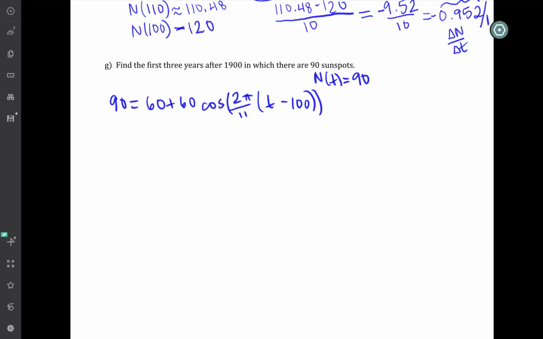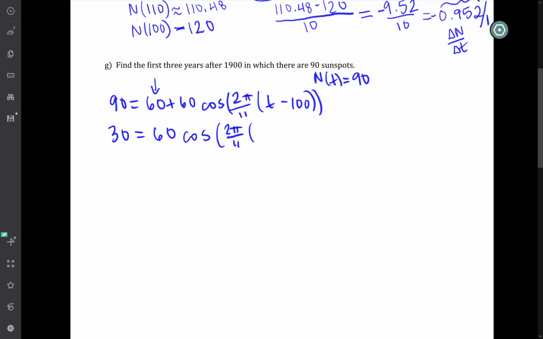So we want to start solving, and basically our first goal is to isolate the trig function here, and then we can go to our unit circle and use some of our other tricks. So if I'm going to isolate the trig function, the cosine, I need to subtract 60 from both sides, so I'm going to get rid of this, which is going to leave me with 30 equals 60 cosine 2 pi over 11 times t minus 100. And now I'm going to divide to get rid of the other 60, which actually works out really nicely. Cosine of 2 pi over 11 times t minus 100.